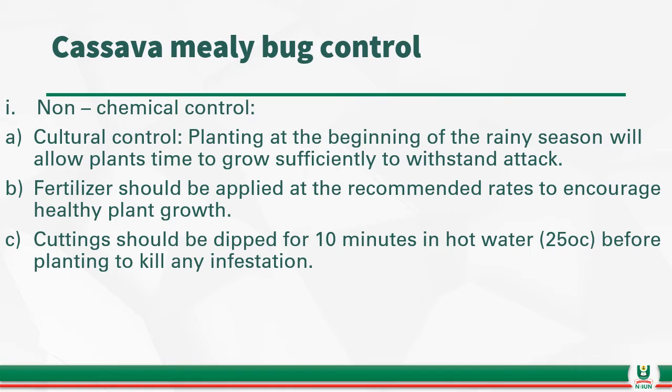Also, before you plant your cassava stems or cassava cuttings, you should dip them in hot water, not boiling water, hot water for 10 minutes, sorry. The hot water shouldn't be more than 25 degrees centigrade, and you dip it inside for 10 minutes to kill any cassava mealybug that is inside the stem.